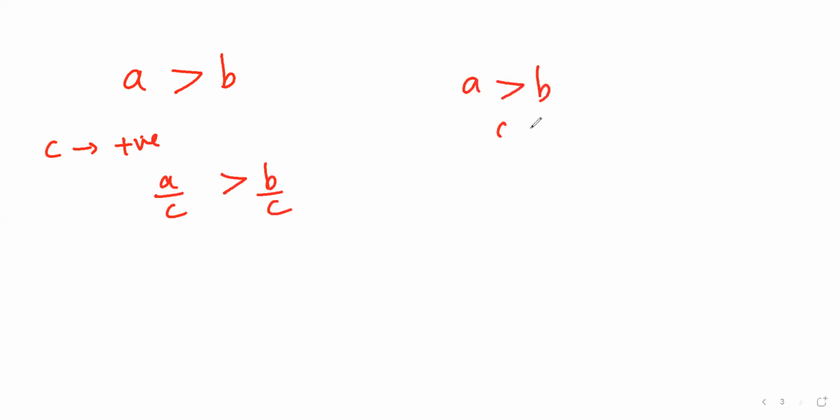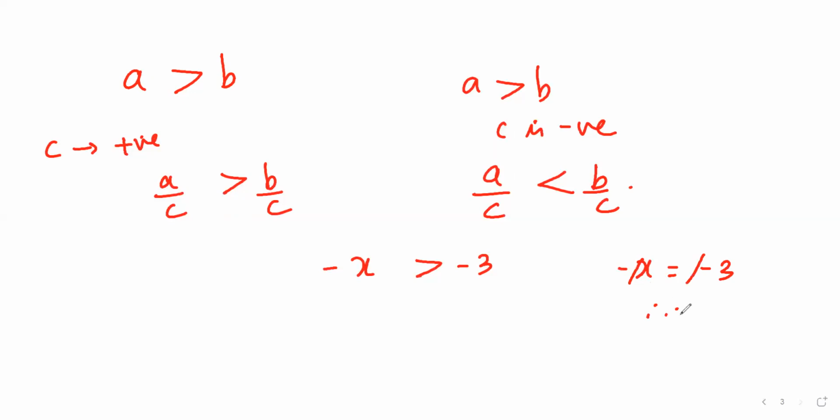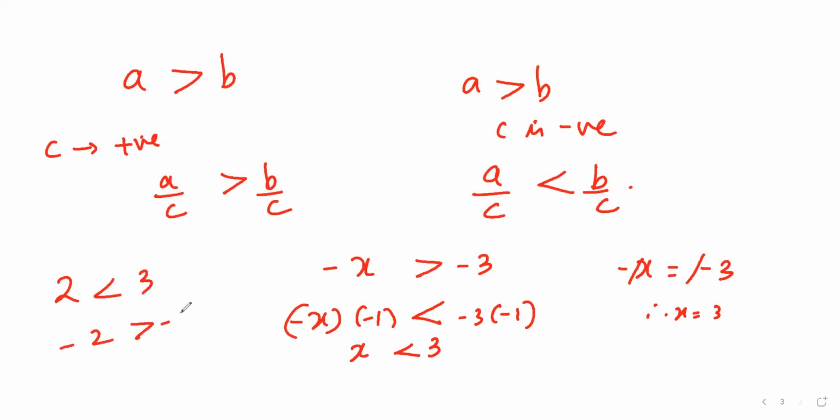Same thing. Suppose I have A is greater than B. If C is positive, then if I divide by a positive number, the inequality doesn't get affected. But if I divide by a negative quantity, C is negative, then A by C will be less than B by C. Okay, so that you need to remember. So if I say -x is greater than -3, I can't, as in an equality, cancel out the negatives and say x is 3. Remember, in the case of inequality, if I'm going to multiply both sides by -1, I have to change the position. So it becomes x is less than 3. It makes sense, isn't it? 2 is less than 3, -2 is greater than -3.